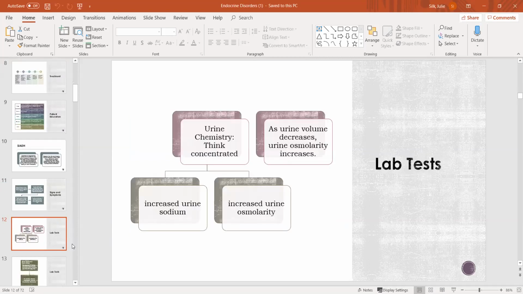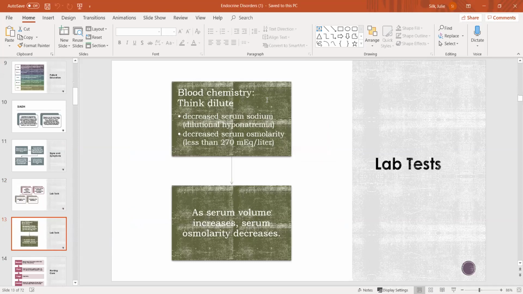So this will go through labs first. Now our labs are going to be opposite, right? Our urine is going to be really concentrated because we're not putting out very much urine. And then our blood is going to be more dilute because we have too much fluid on board. When we have a lot of fluid in our vessels outside of our cells, that's a problem, right? That's going to mean we have decreased serum sodium, decreased osmolarity, all of those types of things. So your blood is dilute, your urine is concentrated with this one.